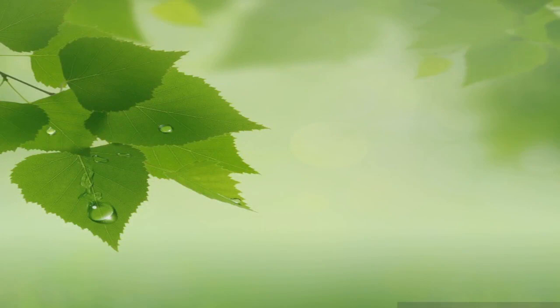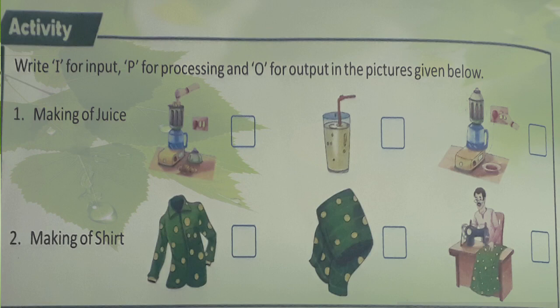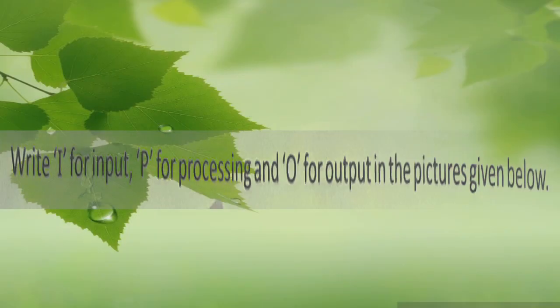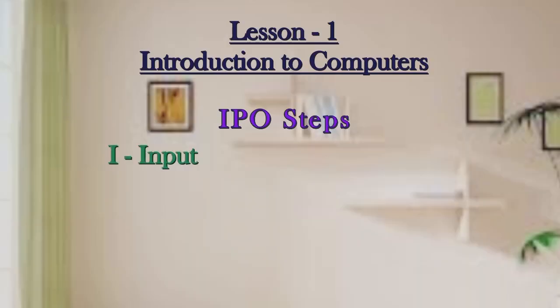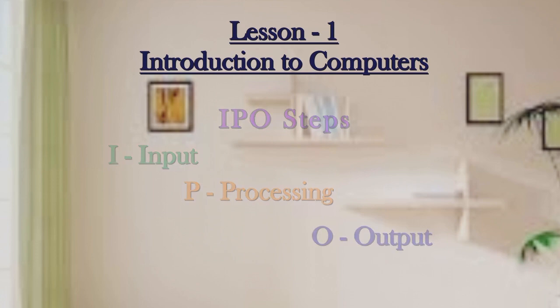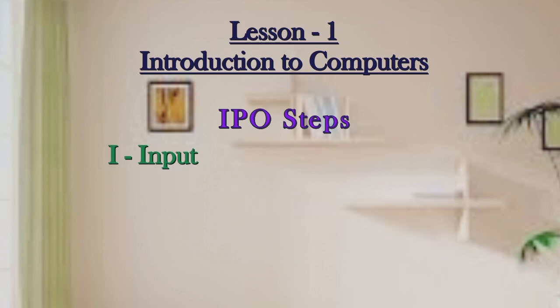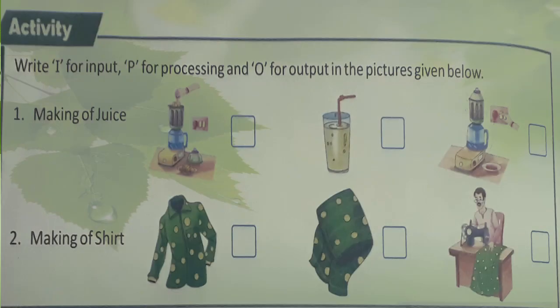We are going to discuss some exercise questions or activity questions given in your first chapter. In page number 6, we can see an activity box. It contains a question. Write I for input, P for processing and O for output in the pictures given below. That question is based on the IPO cycle. IPO means input, processing and output. In every machine, there are these three steps: input, processing and output. Now let us go through the activity.